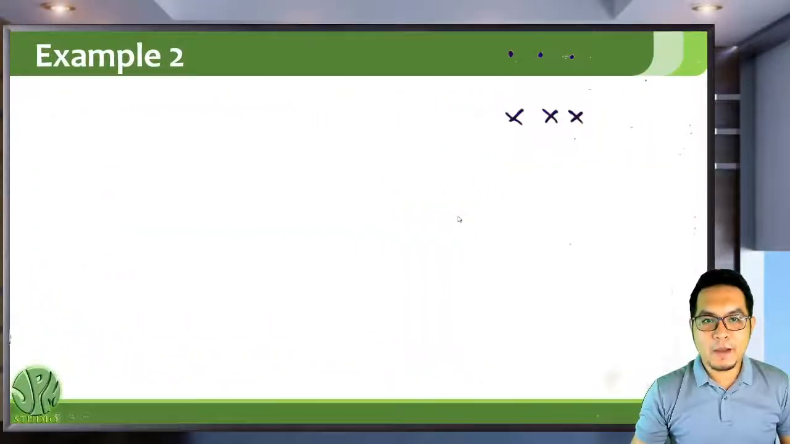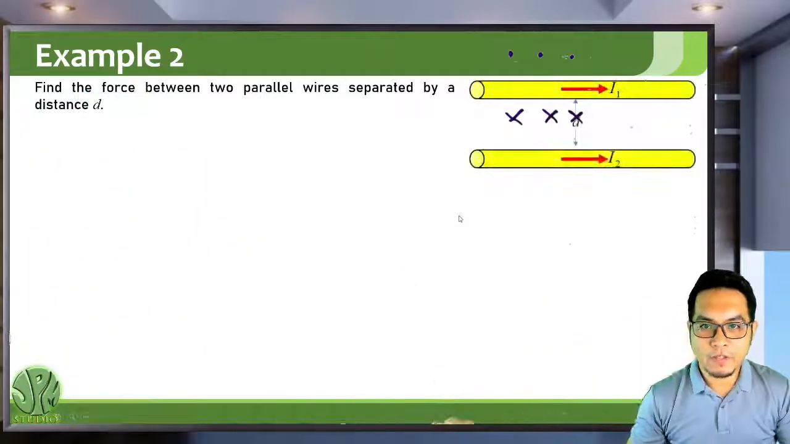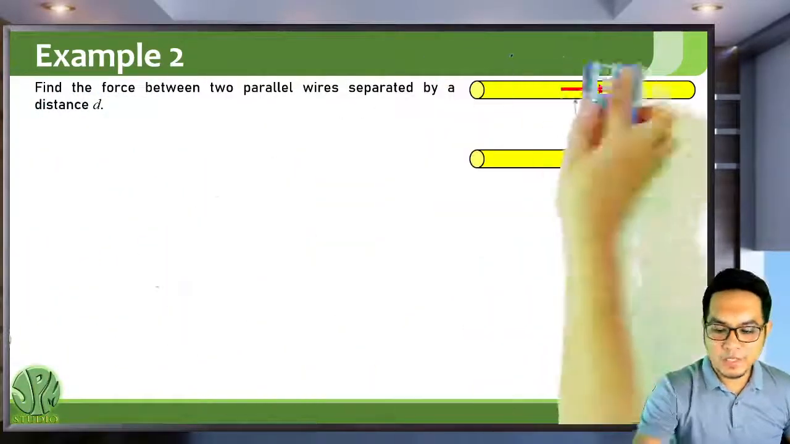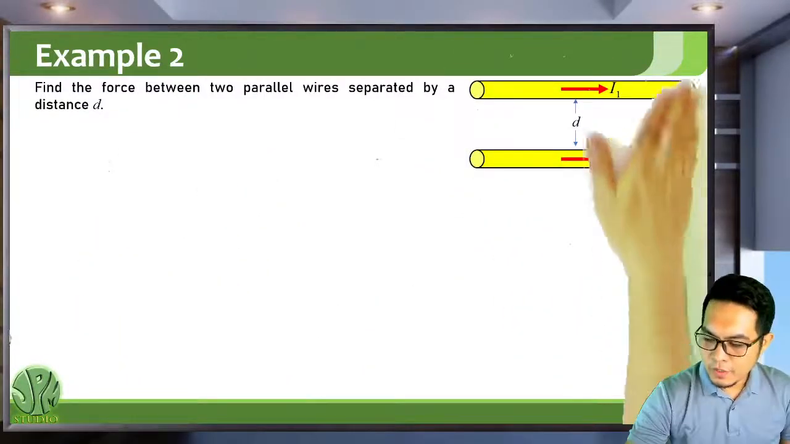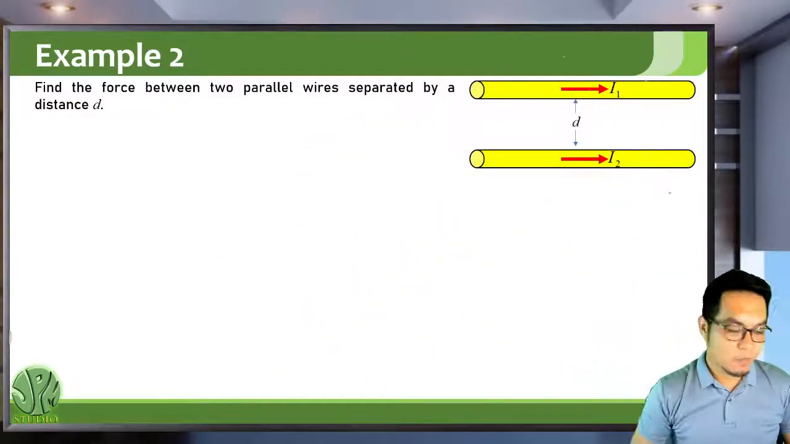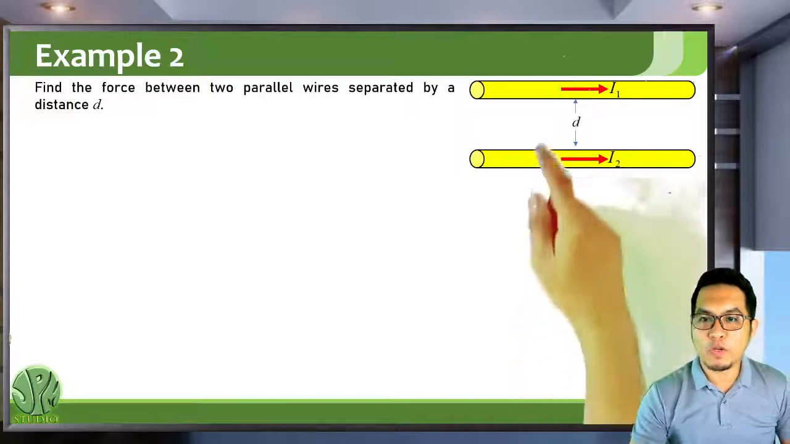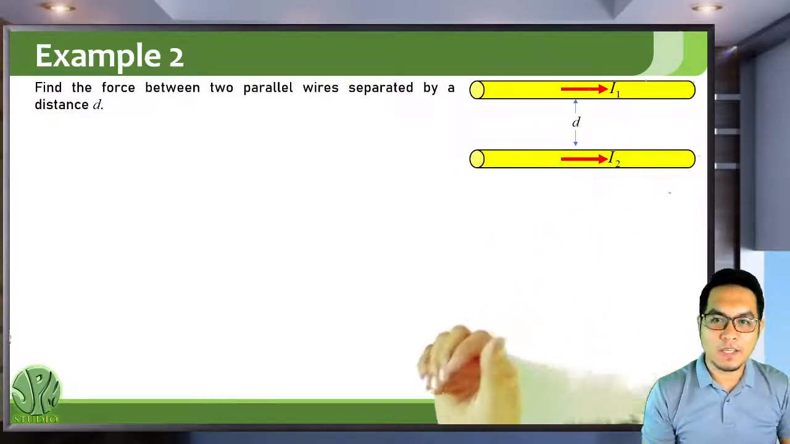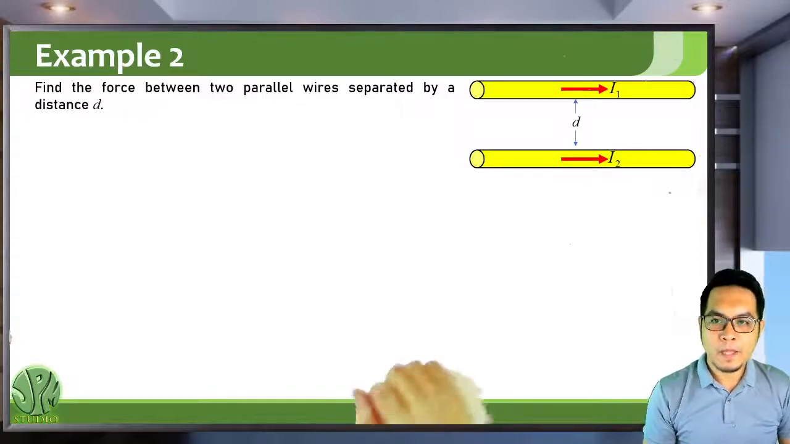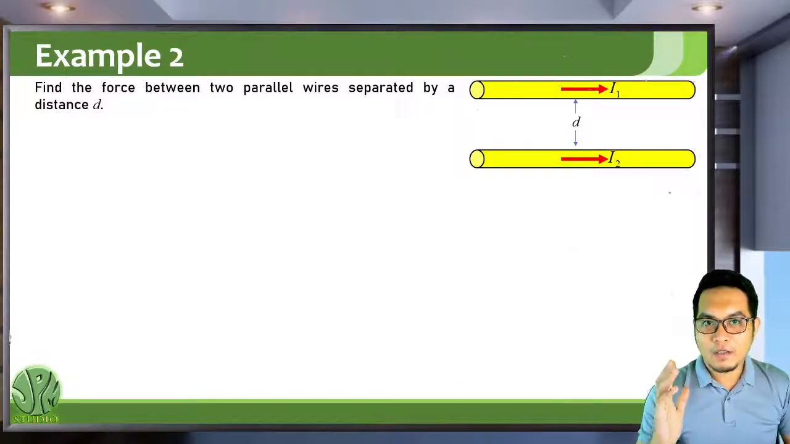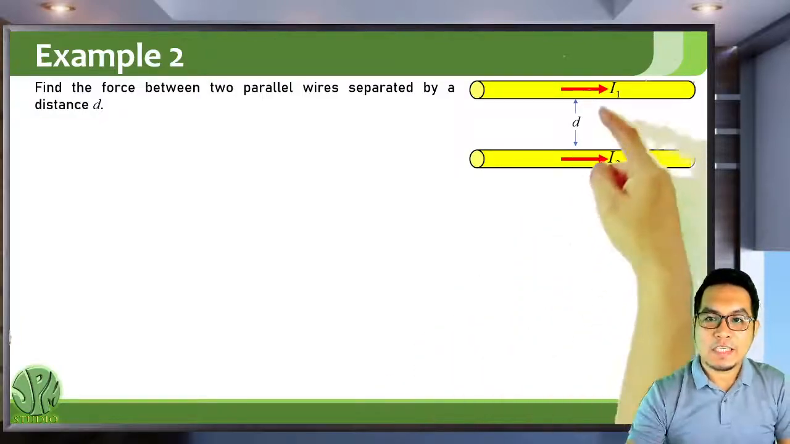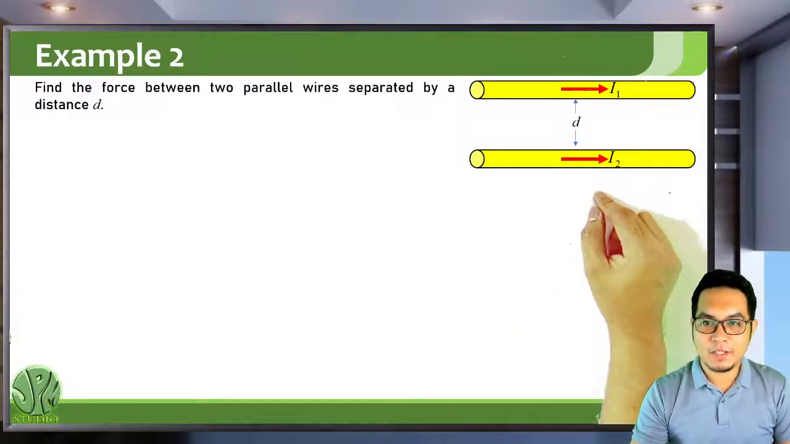Moving on to another example. Find the force between two parallel wires separated by a distance d. This has already been introduced before in your basic electromagnetism. From the previous example, we know that a current carrying wire has its own magnetic field and it curls around. In the previous lesson, a current carrying conductor will experience a force due to an external magnetic field. Since these two wires have their own magnetic fields, they will exert a force on each other.